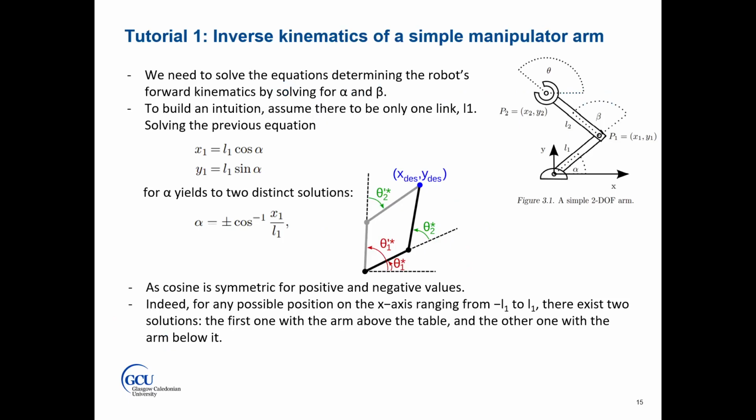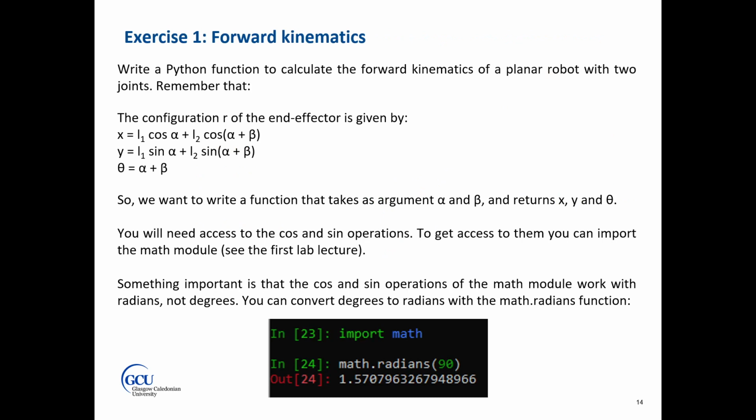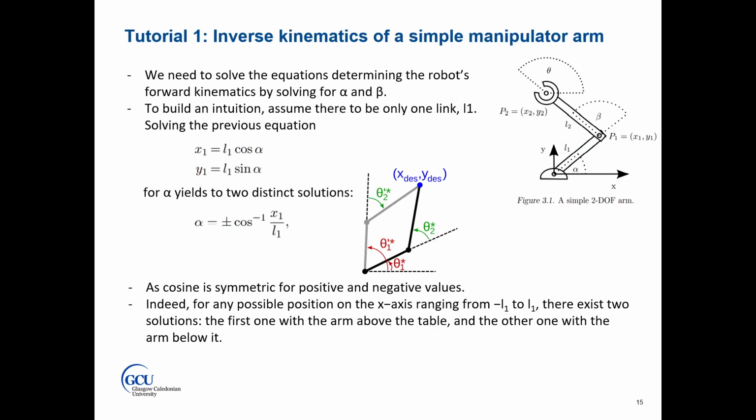In the previous exercise, we calculated the forward kinematics of this very simple robot. The idea of forward kinematics is that I give you alpha and beta, and you give me the position and the orientation of the end effector. Inverse kinematics tries to do the opposite thing. I give you the position and the orientation of the end effector, and you give me the values of the joints that will fulfill this.